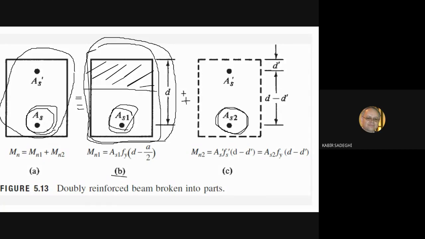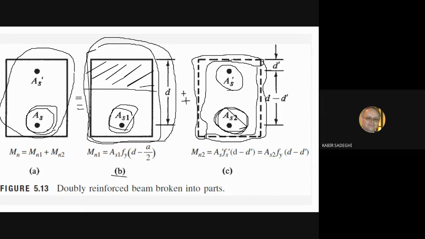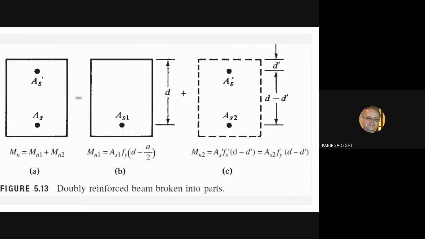Plus another couple, where we just have steel in compression and steel in the tension zone. You see, the section is shown by dashed line. Therefore, it means that we don't consider any concrete. We just have the steel in compression and tension. We neglected this one. We don't have concrete here. Therefore, we say that Mn equals Mn1 that we have here in figure B plus Mn2 that we have in figure C.